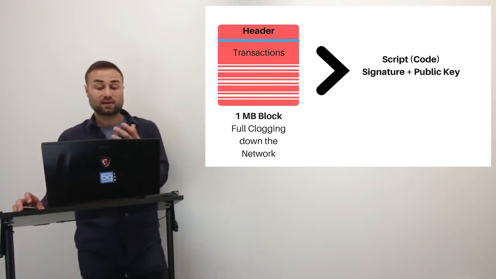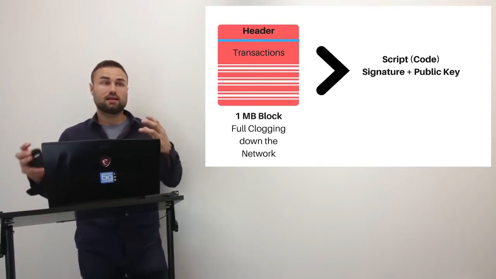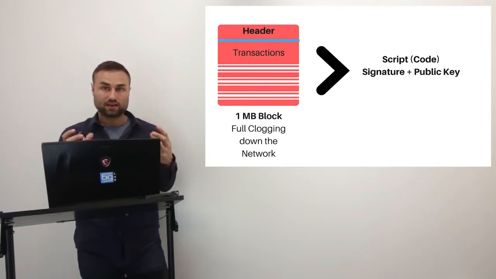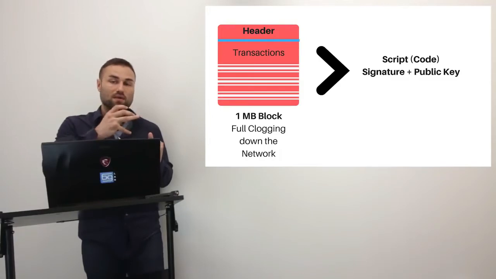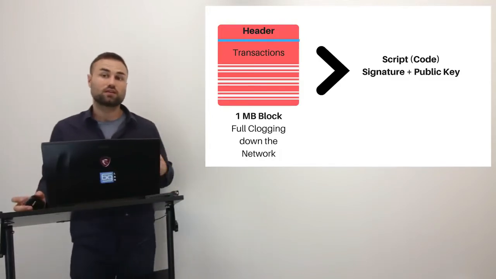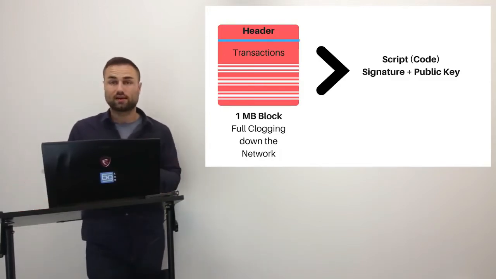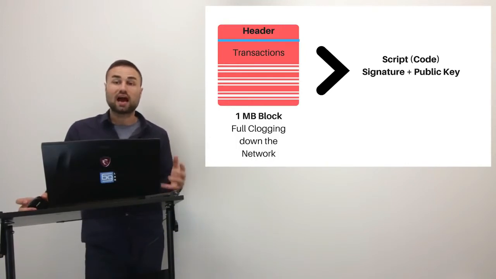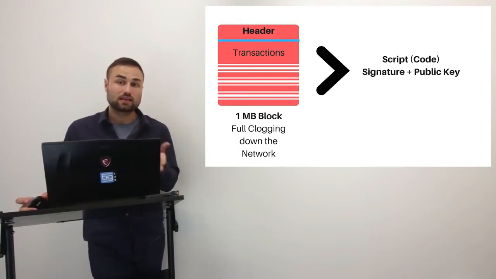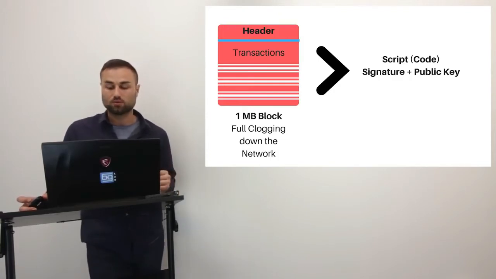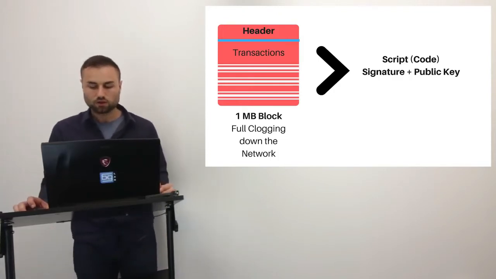But the issue is, because the script is very heavy in data weight, it is clogging down each block, and the 1 megabyte blocks are getting full, and therefore the network is being bogged down. So that's the issue right now. That's a scaling issue: the blocks either need to be bigger or a different solution needs to be implemented. Hence, Segwit is a different solution as opposed to a hard fork. So let's go through this picture.